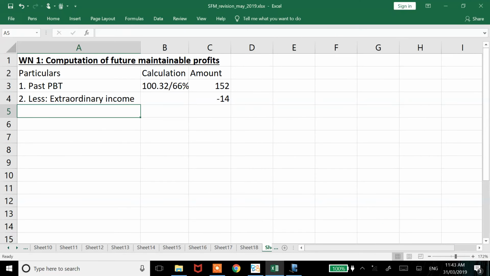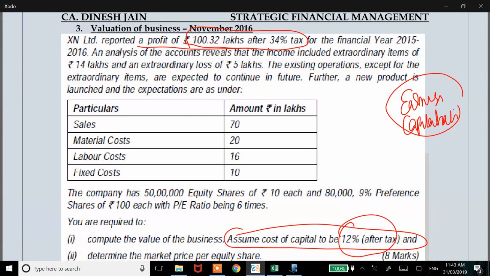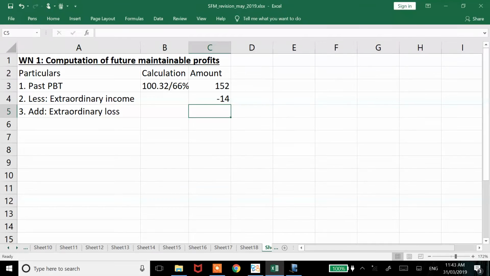14 lakhs. Point 3, add extraordinary loss. Extraordinary income is 14 lakhs. Extraordinary loss is 5 lakhs.